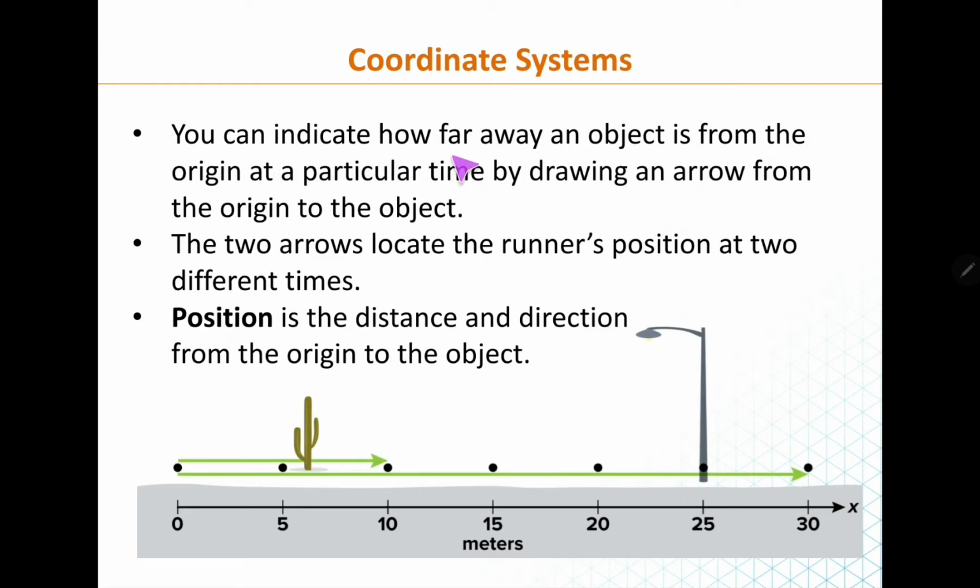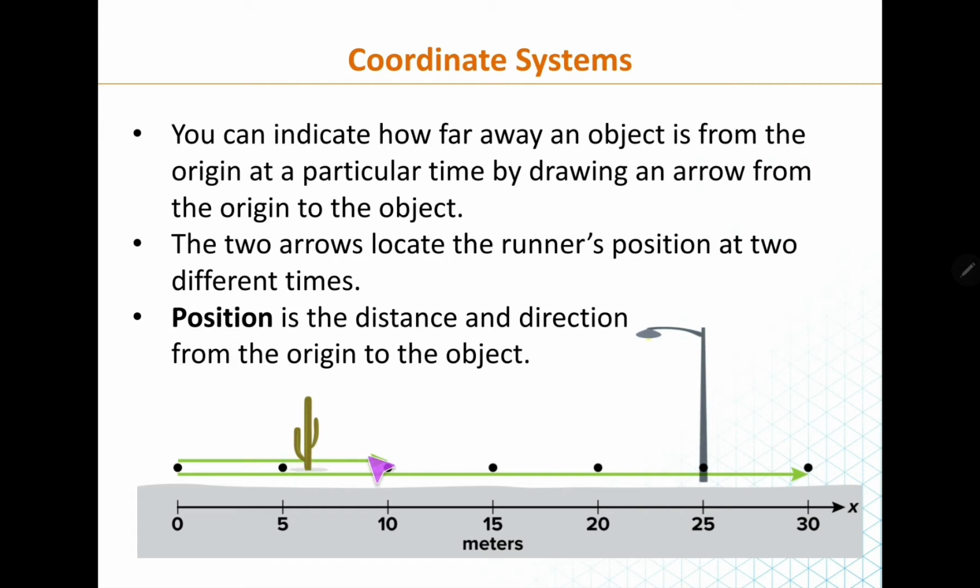You can indicate how far away an object is from the origin at a particular time by drawing an arrow from the origin to the object. So let's suppose that the runner first reached 10 meters. Here we can draw an arrow from the origin to the 10 meters.